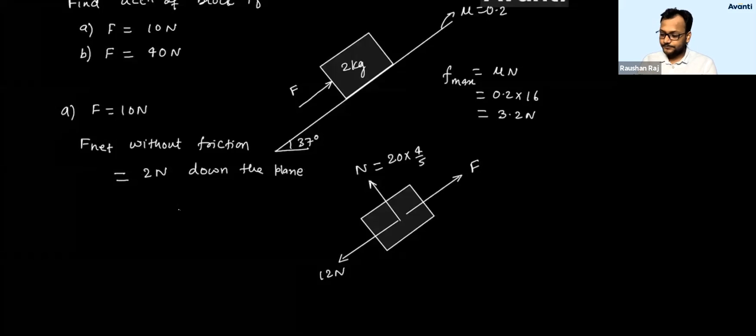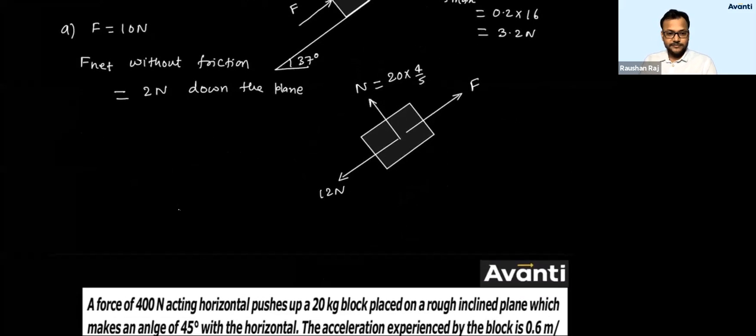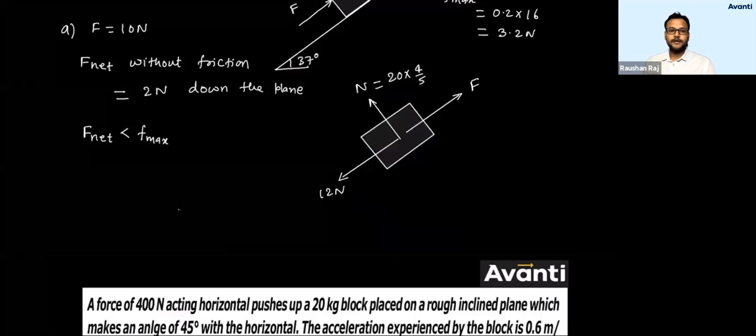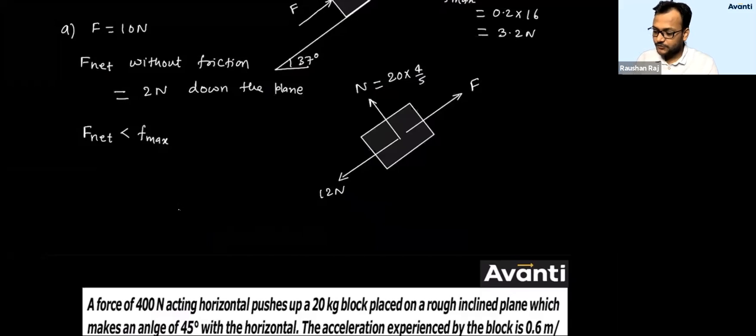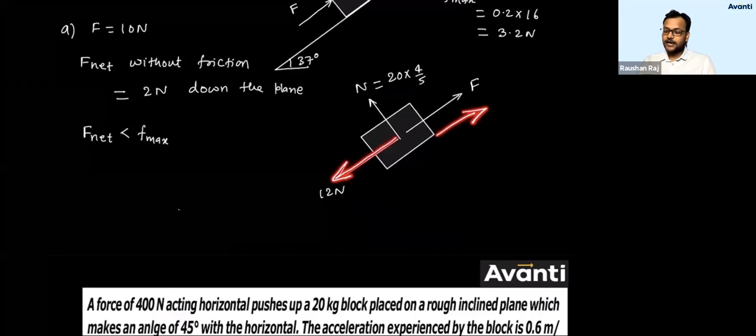Now this is nothing but the external force. So I'll say F net is less than F max. So tell me, in which direction will this block move? F net is acting downward, 2 Newton force. Friction will oppose this motion, right? Because of this 2 Newton force, the block will try to come down. So friction will act in the upward direction.